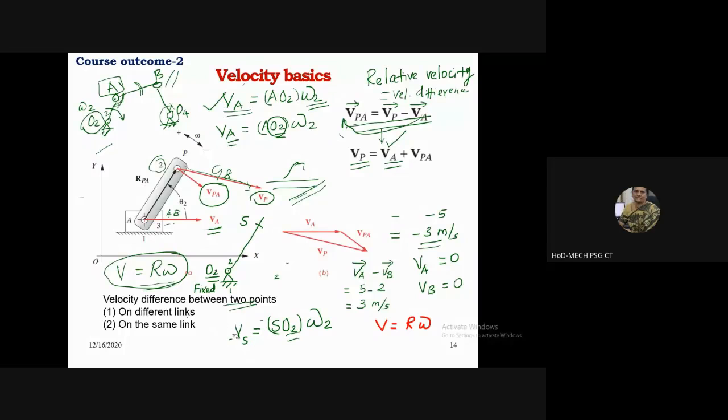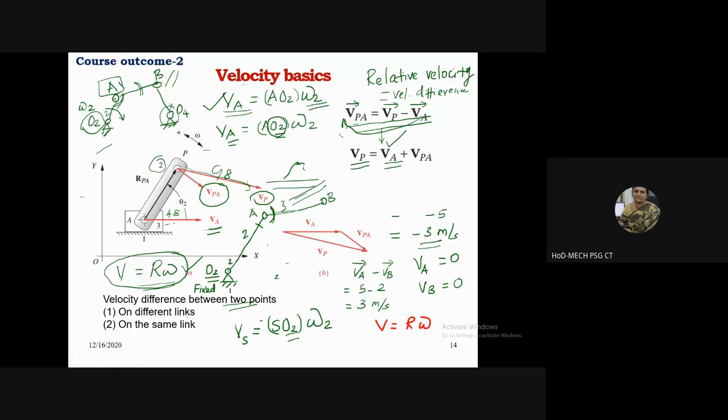Yes, ma'am. Okay, now for A also I can write like this, AO2 multiplied by omega 2. It's the absolute velocity of A. But for a point B, imagine a point B here. Again between link number 2 and link number 3, there is a relative rotation. The relative motion between link 2 and B about point A is a relative rotation. So wherever you have a relative rotation, this V equal to R omega holds good.